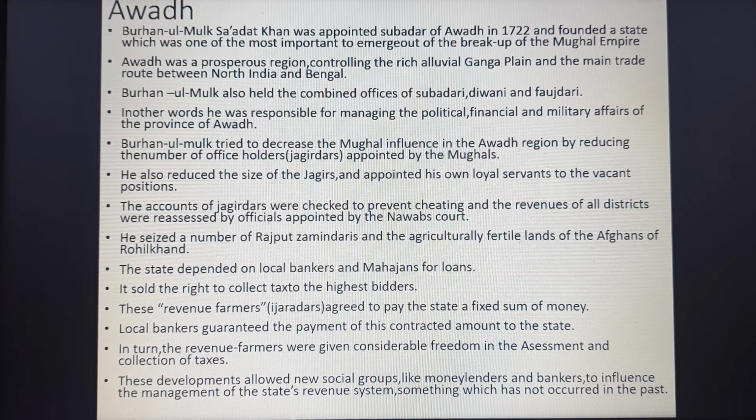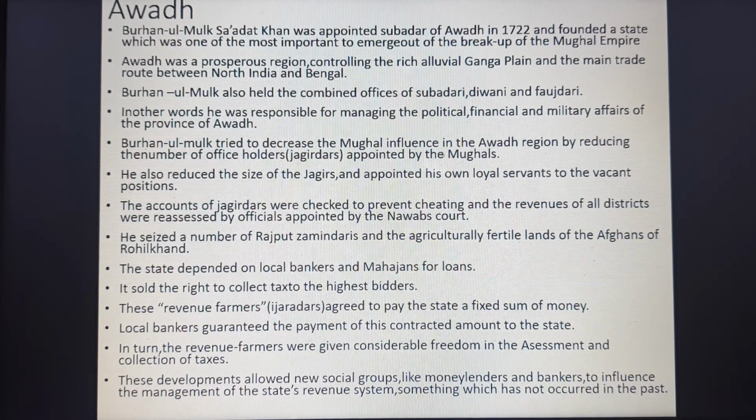The state dependent on local bankers and Mahajans for loans. So again a new term is coming, local bankers and Mahajans. So who were these local bankers and Mahajans? They were basically the persons who were giving loans. The revenue farmers who were collecting money from these Mahajans, and they were doing farming.